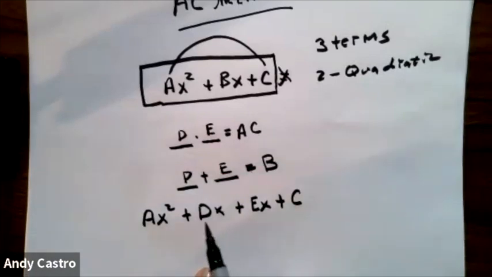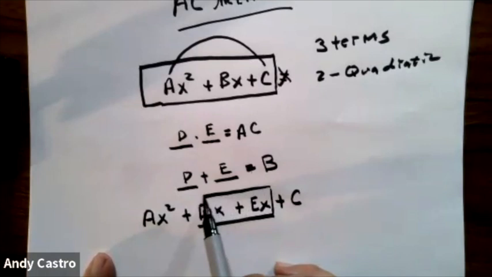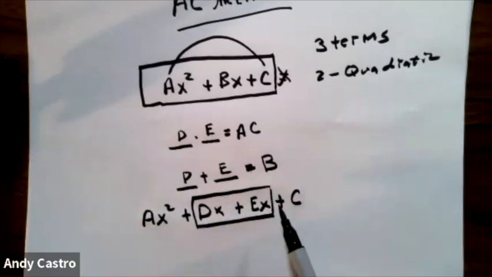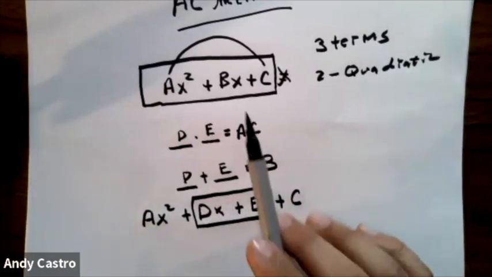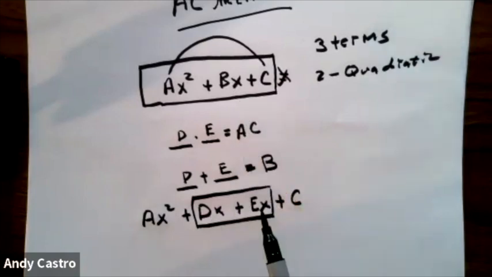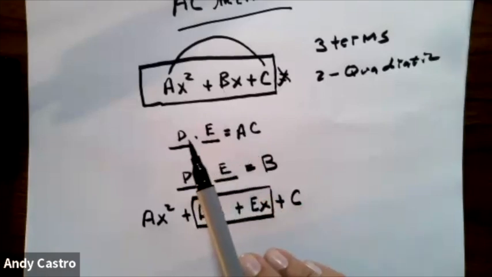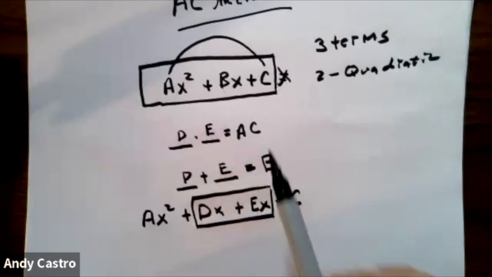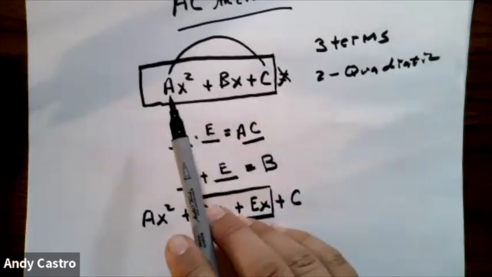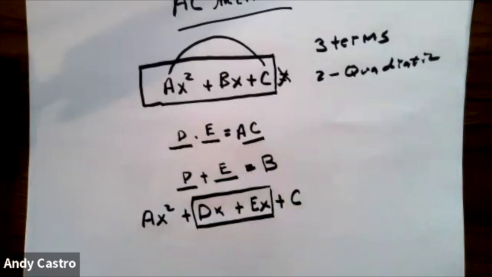Okay, and what we've done here is this DX plus EX, if we were to add that back together, would equal BX right there. So we haven't changed anything. Specifically, the D and the E add together to give me B, but when they multiply together, they give me the same number as if I multiplied A and C. And we'll work several examples just to try to keep that all straight.